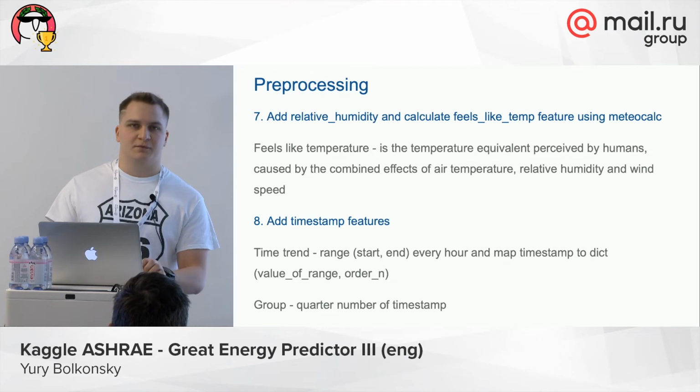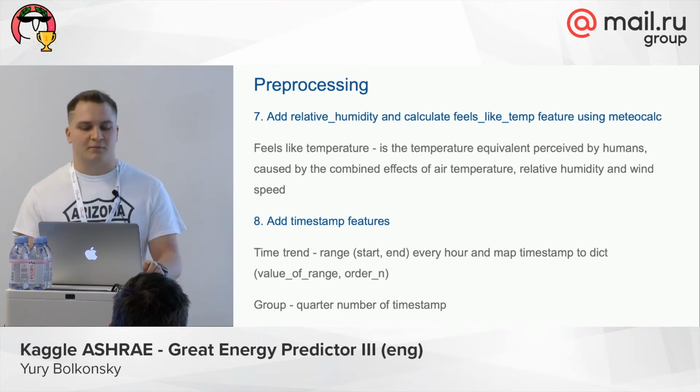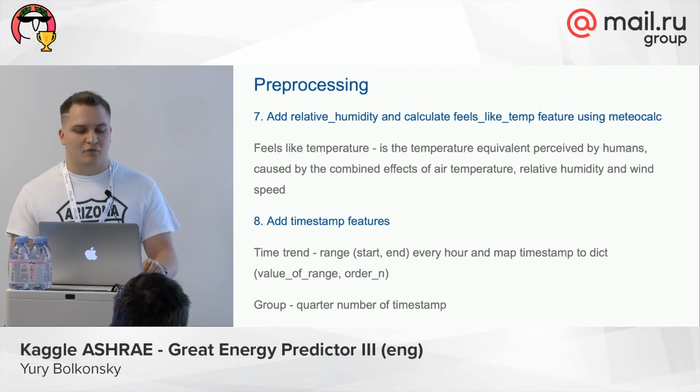Also, we added the group. It's a quarter number of the timestamp for cross-validation split, as we will see in the next slides.